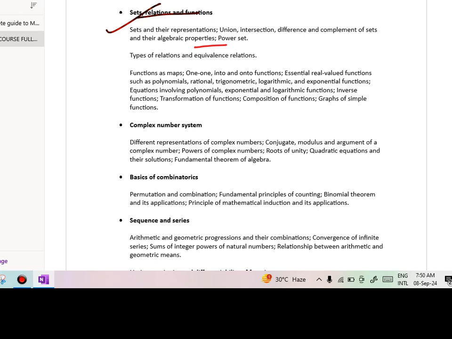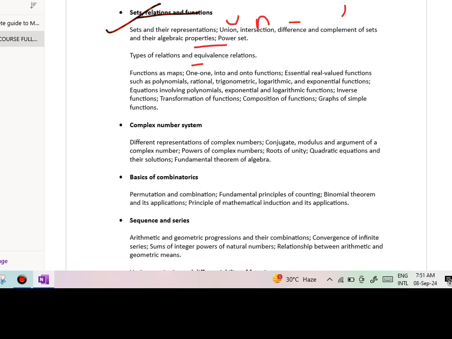Sets are a very important topic, because the questions will not be very easy for you. The questions will be pretty hard, so you have to prepare accordingly, because the questions are very tough. Sets and representation will be there, union, intersection, difference and complement, and their algebraic properties. The power set will be there, all those things.